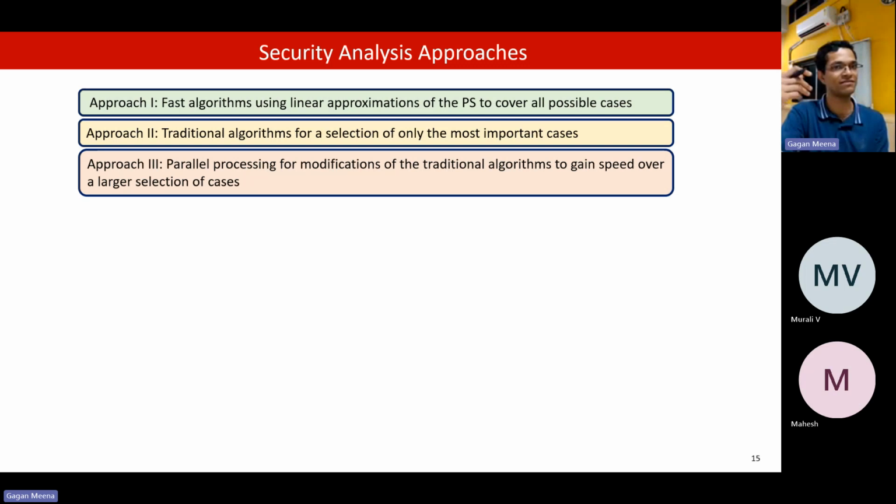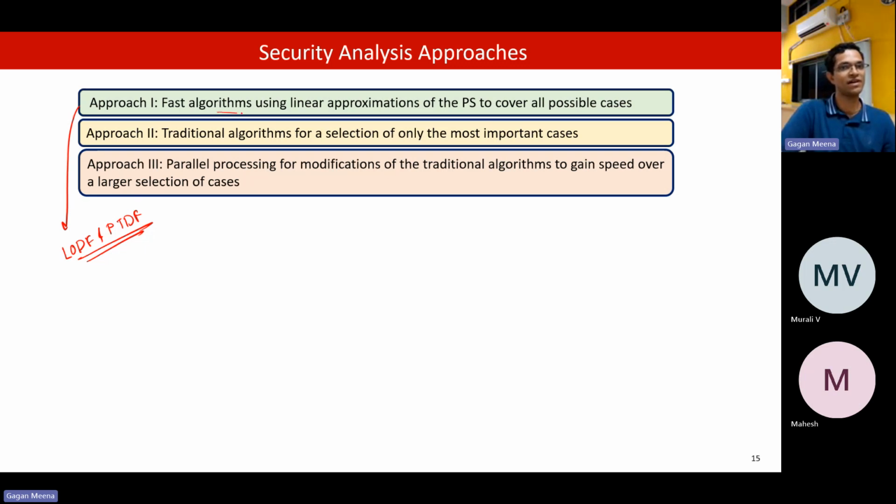So, security analysis approaches. We have these 3. One is to have a fast algorithm using linear approximations. From here only we go to sensitivity analysis, LODF, and which one is the other? The 2 distribution factors. Do you remember? Yes, PTDF, correct. It is obtained from the generation shift factors.